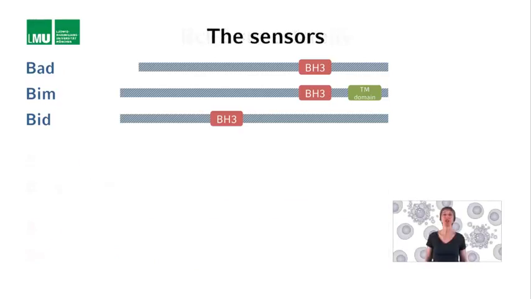The BCL2 superfamily is divided into 3 subgroups, represented by the 3 different colors. First, there are the sensors. These have pro-apoptotic activities, and BAD was the first member of the subgroup that was identified. In mammals, there are now at least 8 sensors.